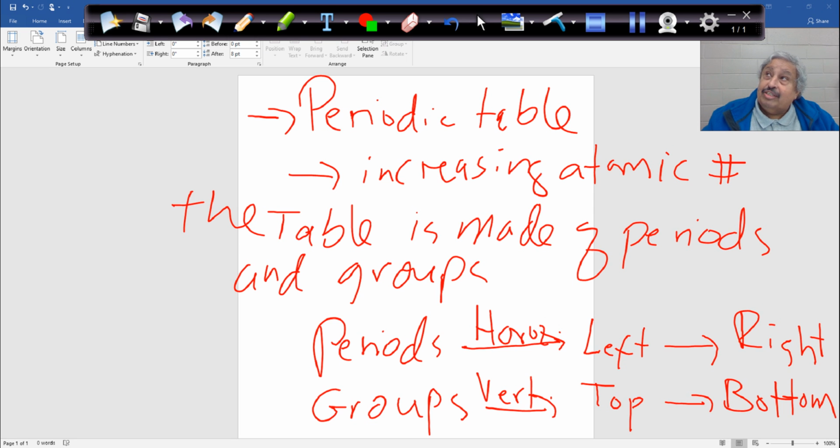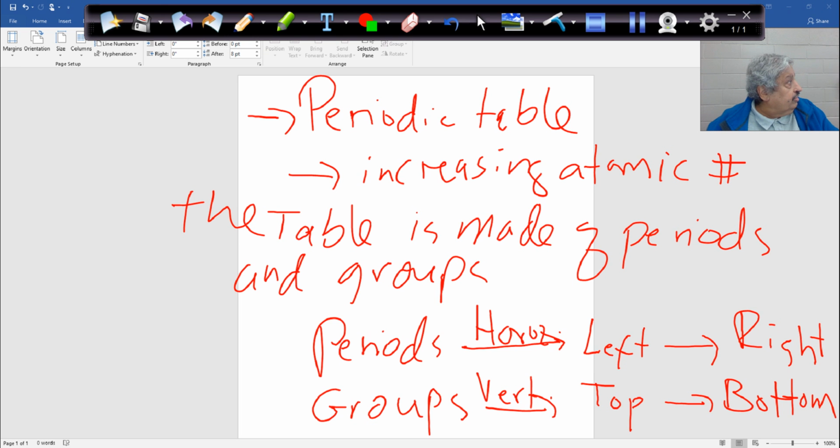We'll come and explain what atomic number is later on, but at least this is the idea. Those elements are put together according to increasing atomic number, and the periodic table is made of groups and periods. Periods are the horizontal rows, and the groups are the vertical columns. So that's what we have here.